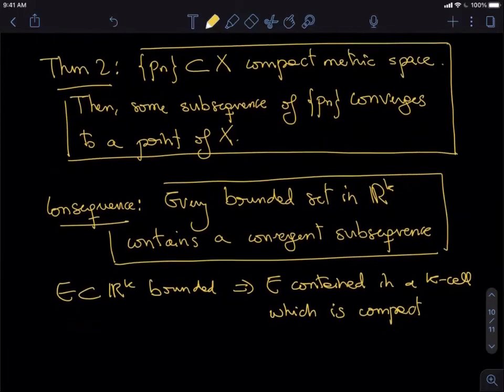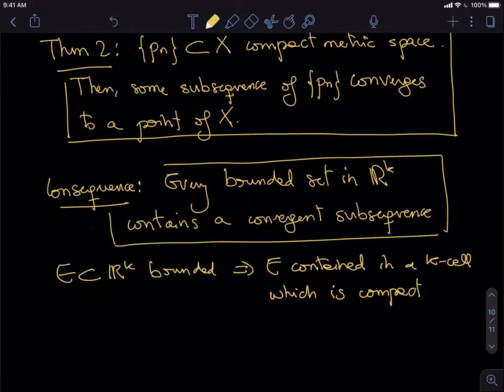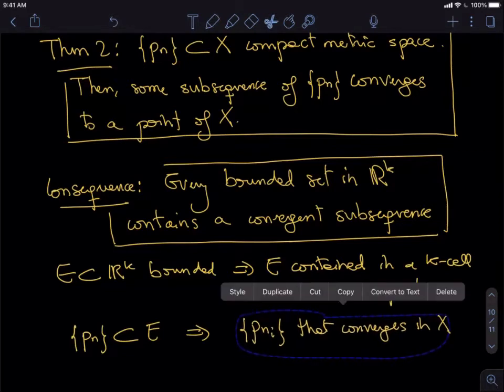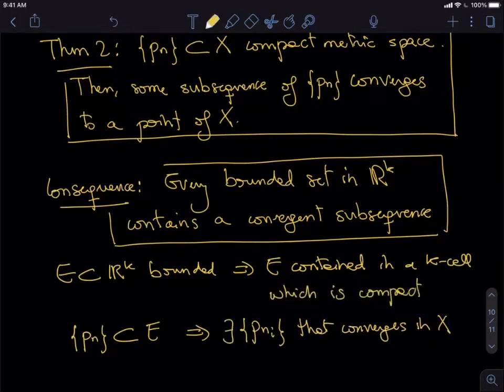Okay, another theorem says that if we take any sequence Pn contained in this set E, then it's going to be in a compact metric space, and then there is some subsequence Pni that converges in X. The theorem says that there exists a sequence that converges.